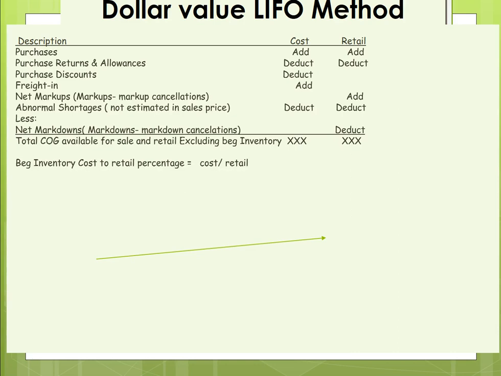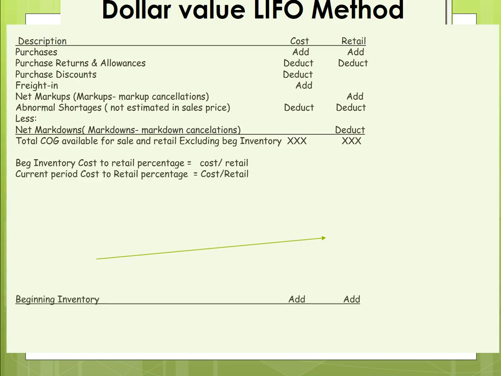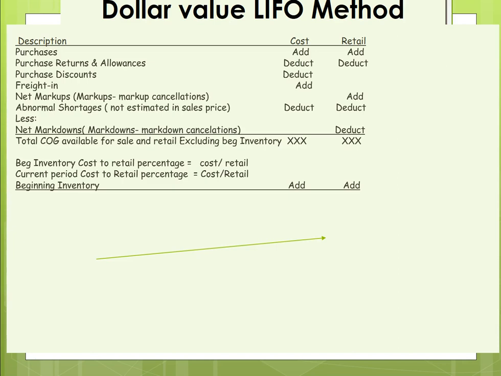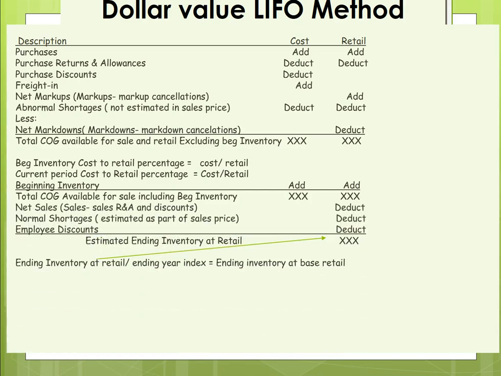So, first thing we do is we figure out what's our total cost of goods available for sale, excluding beginning inventory. So we come up with our first percentage. And then we do our second percentage, which is our beginning inventory. We're going to add beginning inventory to get our total cost of goods available for sale. We're then going to get estimated ending inventory. We're going to take that estimated ending inventory at retail and divide by the year-end index. And that's going to give us ending inventory at base retail.